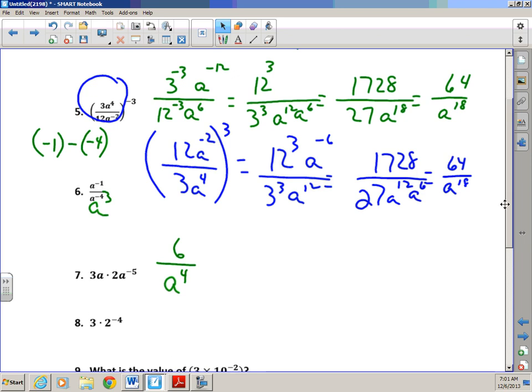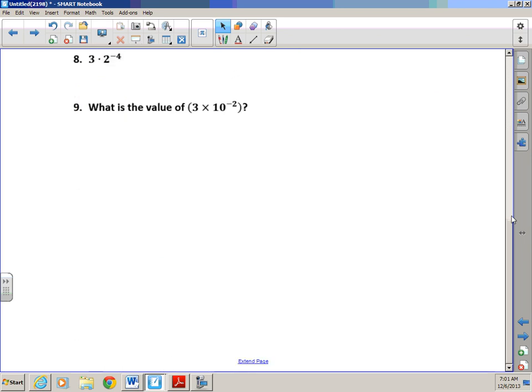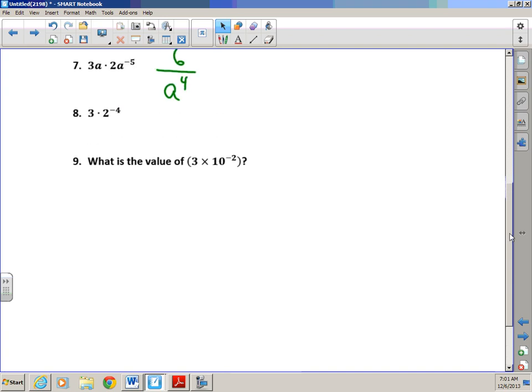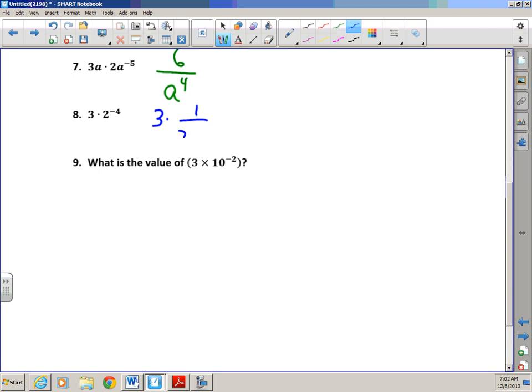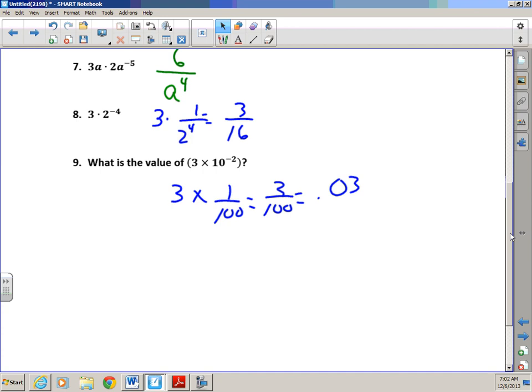And the last two, and my orientation is a little screwy already. This would be 3 times 1 over 2 to the fourth, which is 3 over 16. And then the next one, this is 3 times 1 over 100, which is 3 over 100, which in decimal form is 0.03.